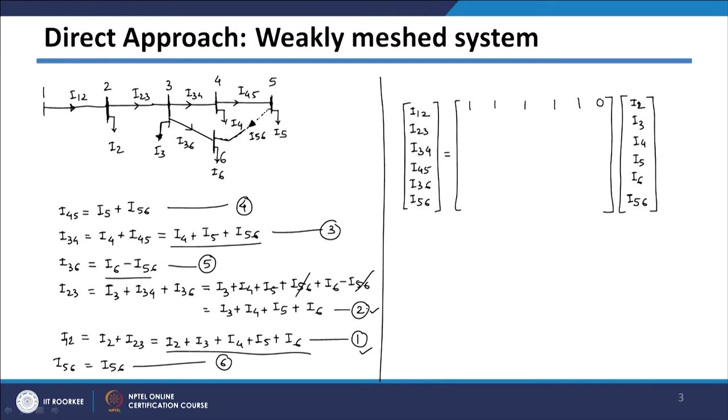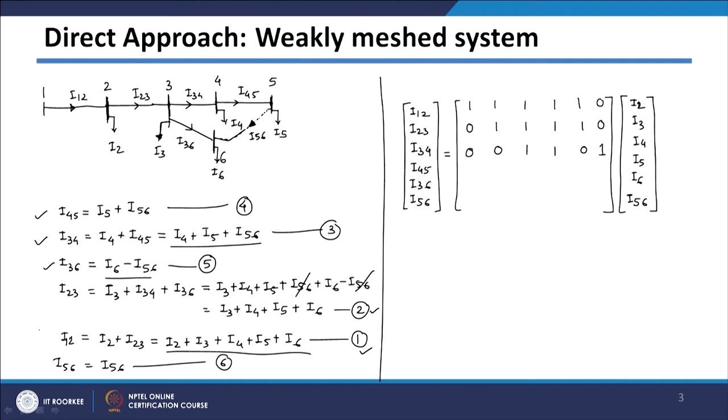In equation number 2 we do not have the I2 current and I56, so we get 0. Otherwise all the currents are present in equation number 2, and this is also 0. If you see equation number 3, here I2 and I3 are not there, but I4 and I5 are there, and I56 is there. So here we have 0, and then here we have 1. I6 is not there in that equation.